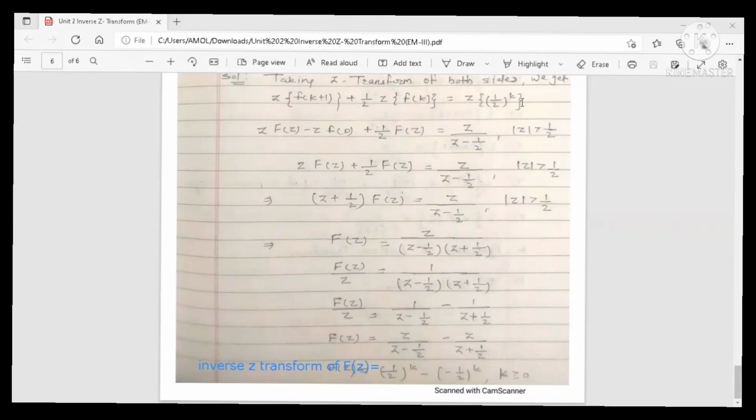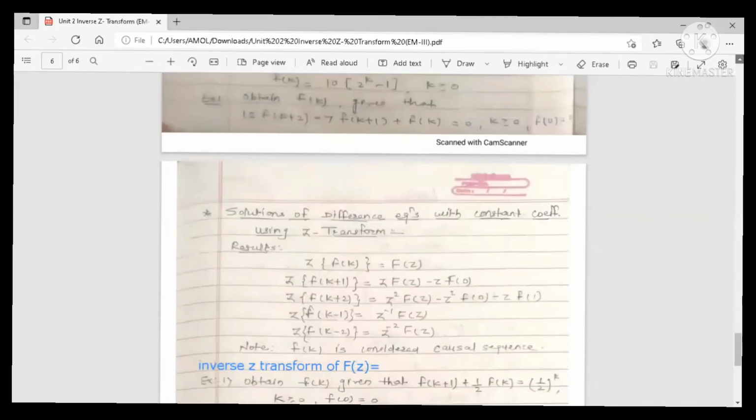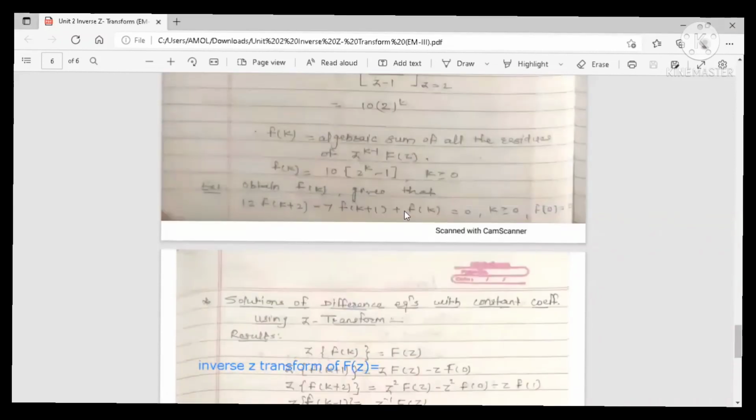We want to solve one more example of difference equation. So here try to solve: obtain f of k given that 12 f of k plus 2 minus 7 f of k plus 1 plus f of k is equal to 0, k greater than or equal to 0, f of 0 is equal to 0. You take it as homework. You try to solve. First, you take the Z transform on both sides, and then after finding f of Z, you again apply the inverse Z transform on both sides, and then you will get the sequence.